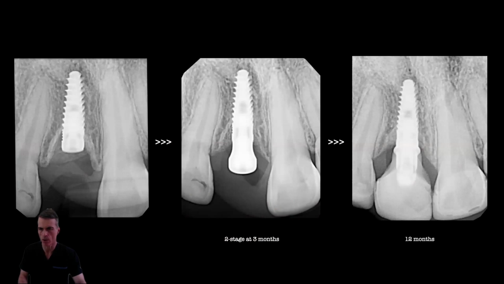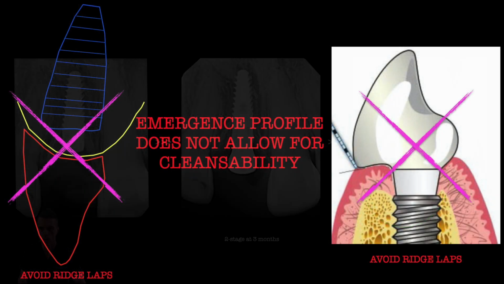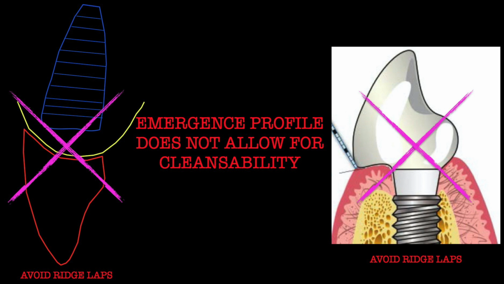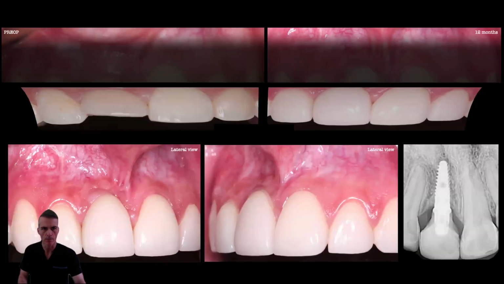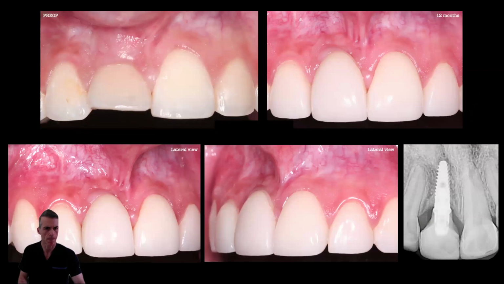When I look at the 12-month radiograph, I see that there is something wrong, something that I don't like. The patient did not have a provisional phase, which is key to build and guide the tissues for proper pink aesthetics. This was the final restoration delivered. And remember the previous case, this is exactly the same.